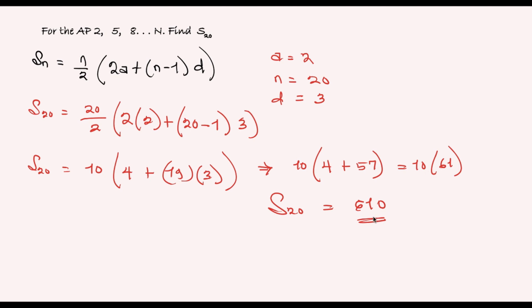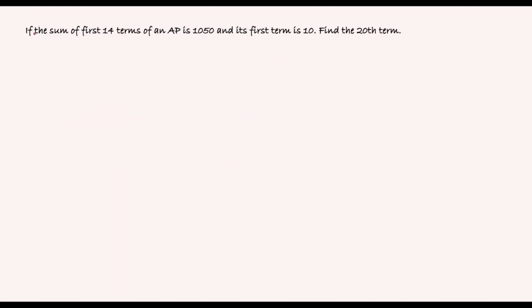And that's our answer. Our next question says, if the sum of the first 14 terms of an AP is 1050 and its first term is 10, find the 20th term. So don't forget that Sn is equal to n over 2 into (2a plus (n minus 1)d). I keep rewriting this so that you can get it into your head and it becomes a usual thing. So here we have that our n. First, let's deal with the first 14 terms.